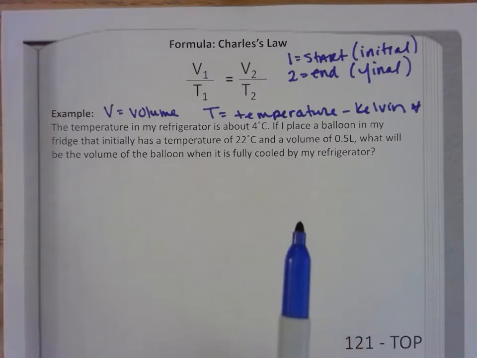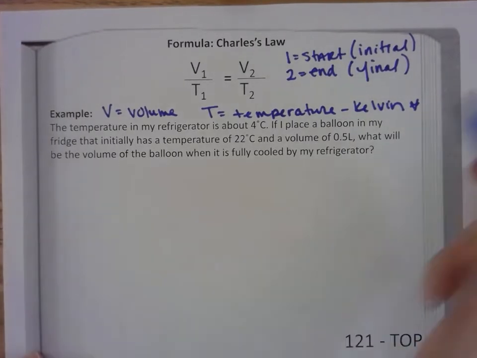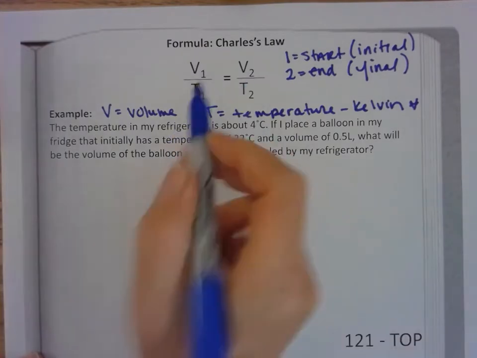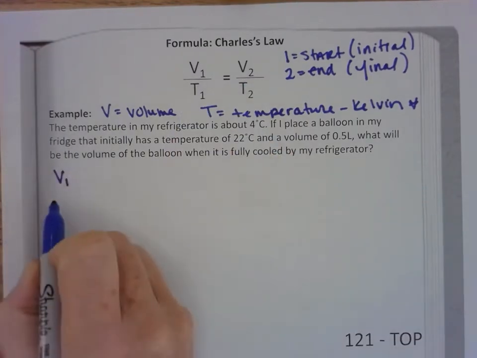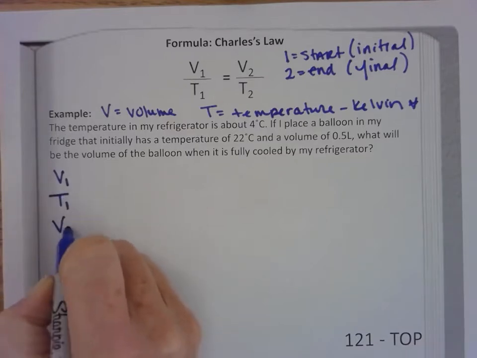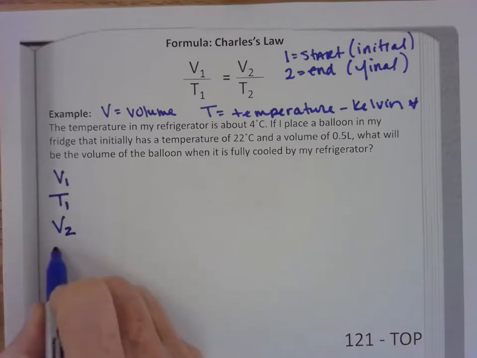So the starting conditions and final conditions we still need to pull out. So these are our variables we're going to list. So the initial volume, the initial temperature, the final volume, and the final temperature.